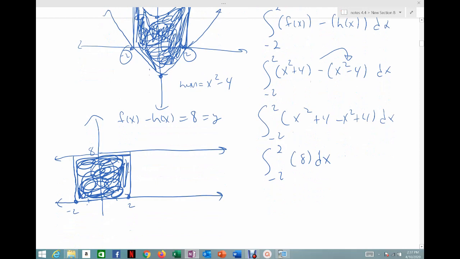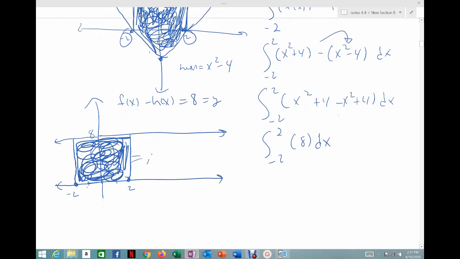Actually, you can find it without the fundamental theorem of calculus, but I'm going to solve it using the fundamental theorem of calculus. I'm going to find this area using this integration. Well, the antiderivative of 8 is 8x, and then I'm going to integrate it from negative 2 to 2. And so I'm going to take 8 times 2, subtract away 8 times negative 2, and so I'm going to get 16 plus 16. And so 32, or you could just multiply.